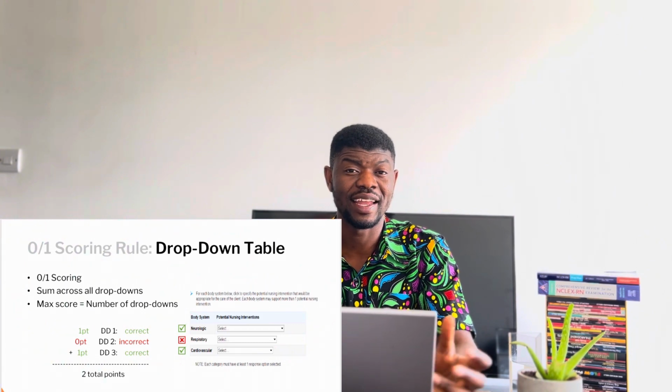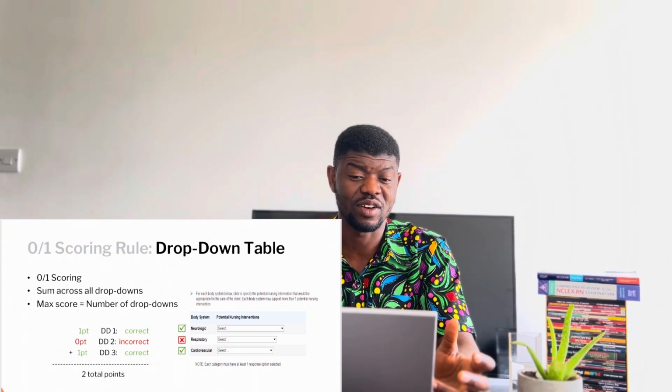And you also don't get negative marking on this question. As you can see, there are body systems and potential nursing interventions in this example, but usually a case scenario would have been given previously from which you would pick answers. That's how you get it in this type of question. It is in tabular form, but it's a drop down table and you choose the correct answer as you go along.